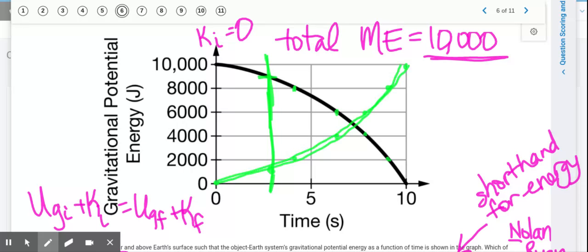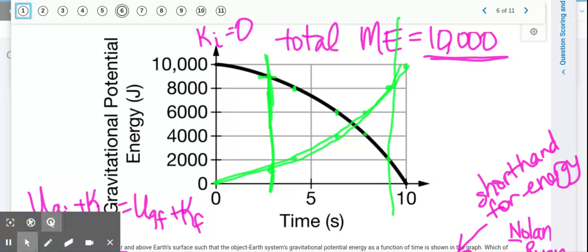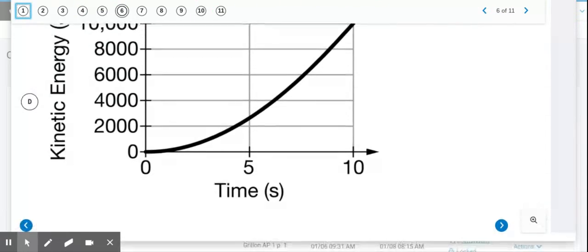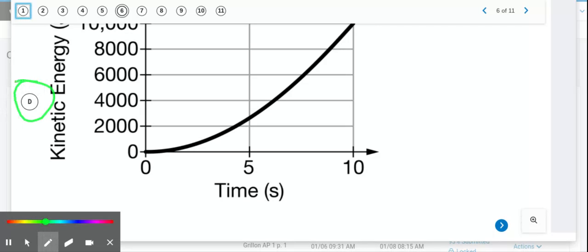You don't have to do all that math. Maybe you're just like, it's just going to be flipped over, symmetrical, right? Fine. That graph looks not like any of those until you get down to D. There it is. Next.